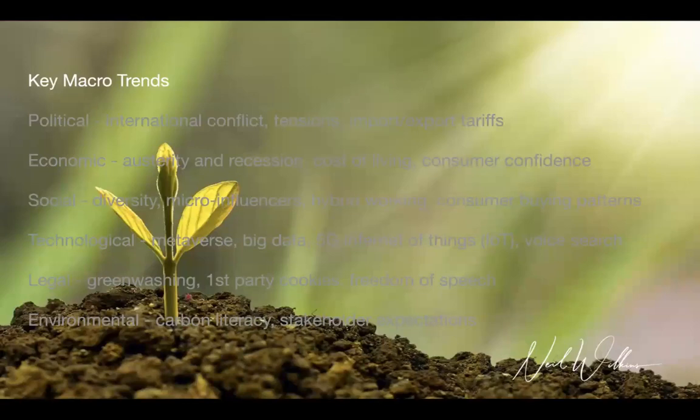So key macro trends, what are the things that are going on right here, right now that are going to shape your marketing for next year? Now I'm going to break this down into what we call PESTLE, which is political, economic, social, technological, legal and environmental. And I'm going to take each one of these in turn. We're going to start with the first one, which is political.